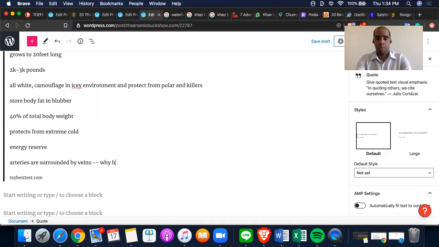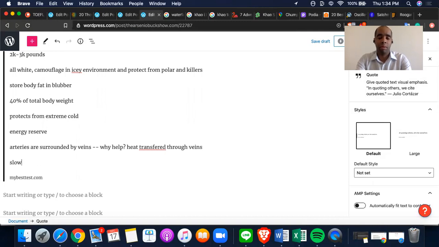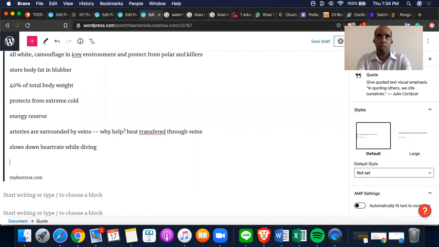Well, I think when the heat passes through these arteries, it is transferred to the blood inside the veins rather than being lost to the environment. And that, I think, helps the beluga whale keep warm. That's correct. In addition, the beluga whale slows down its heart rate while diving. A beluga whale's heartbeat slows from about 100 beats per minute to 15 to 20 beats per minute. And this is crucial while deep sea diving.